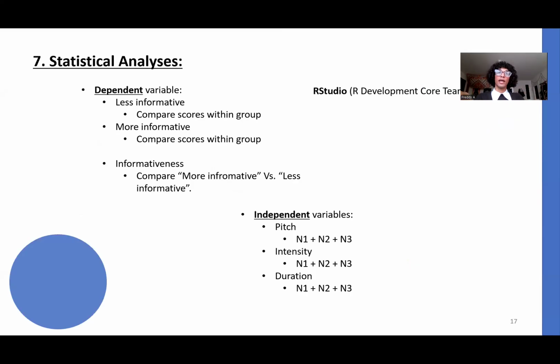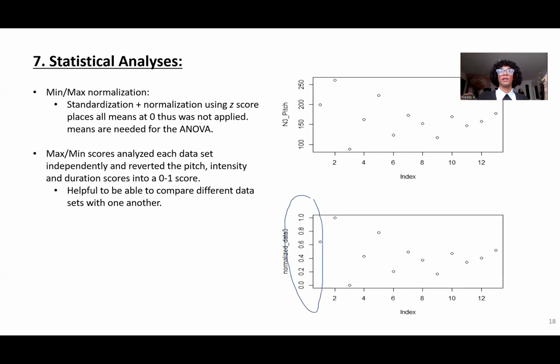For statistical analyses, I reversed the order of the dependent and independent variables because it will be easier to do the statistics this way. I have informativeness as less and more informative, so those are 2 levels. And then I have my pitch 1, 2, and 3, like the first word, second word, and third word. And the same thing is done for intensity and duration.